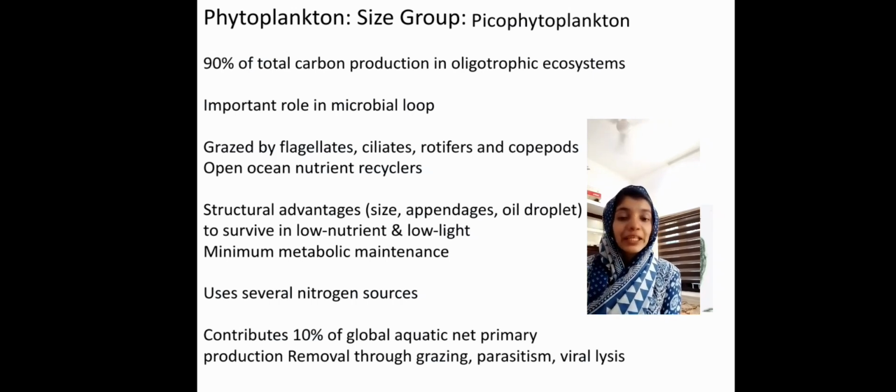So the first one is picophytoplankton, which will contribute 90% of the total carbon production in oligotrophic ecosystems, and it will have an important role in the microbial loop, and it will have some structural advantages such as minimum metabolic maintenance, low weight, etc. It will contribute 10% of the global aquatic net primary production removal through grazing, parasitism, viral lysis, etc., and it will use several nitrogen sources.